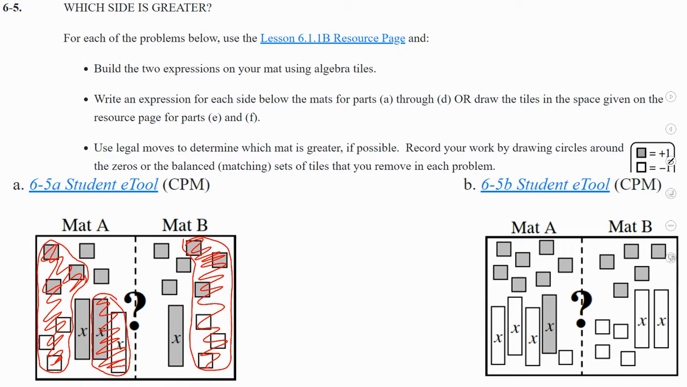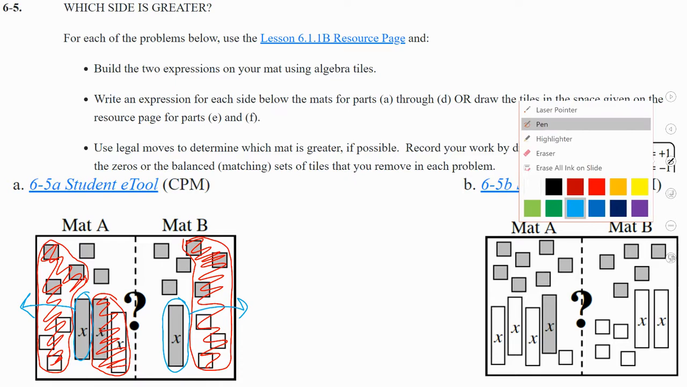All right, now I have to compare left to right. I have to compare mat A to mat B and see what do I have that's the same that I can get rid of. So on mat A, I have here, let me change the color just because it's a little small. I have this X tile here in the middle, and I can partner it with that X tile on mat B, and those are going to get taken out because they're the same.